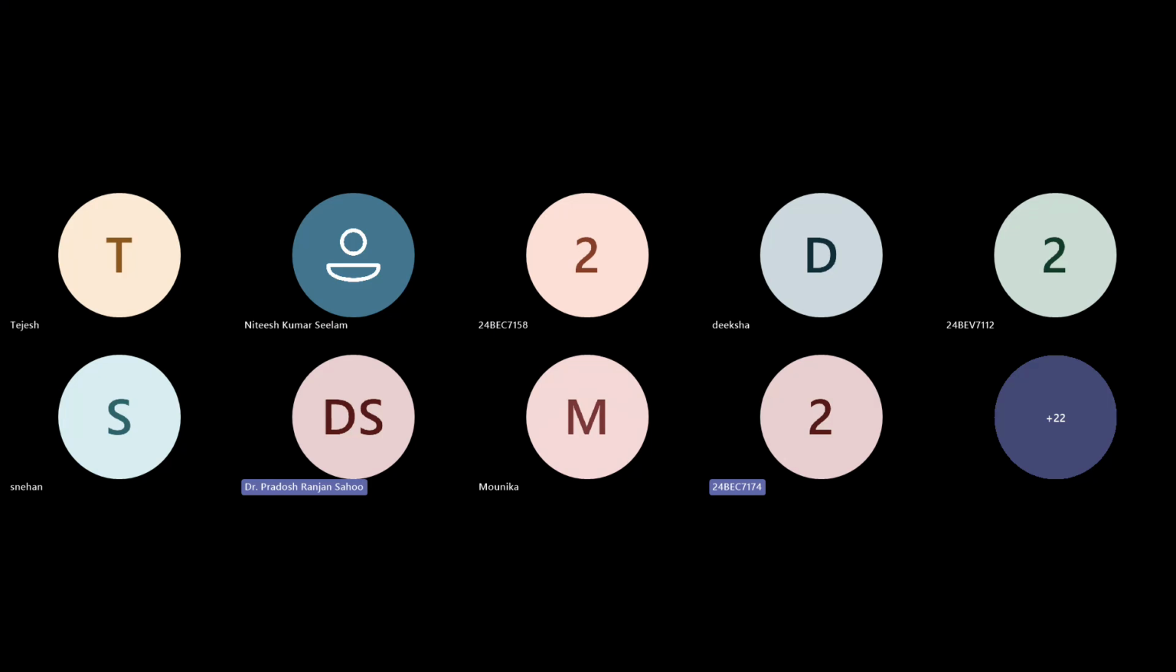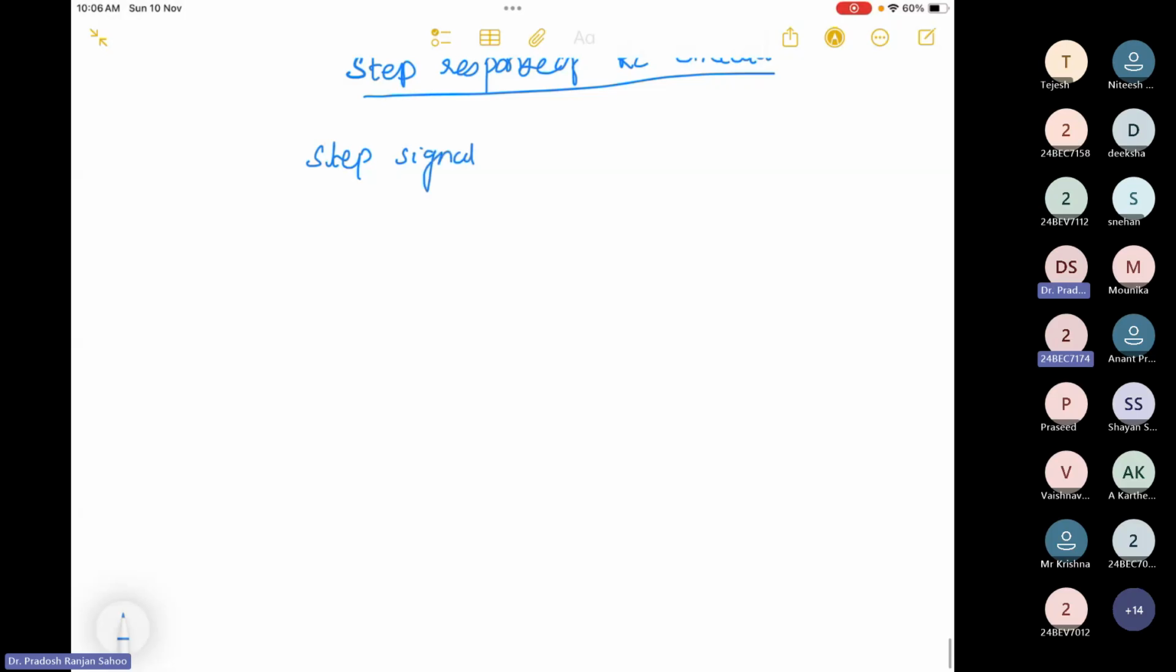Signal. So what do you mean by step signal? If you can see, your step signal is looking like this. It is just looking like a step. So this is called a step signal.